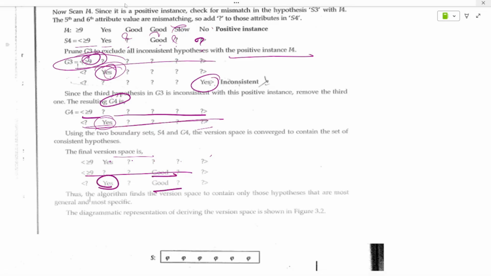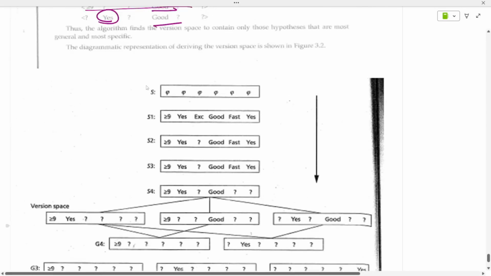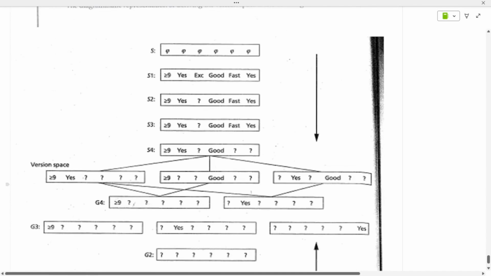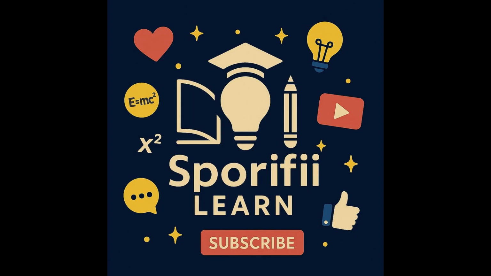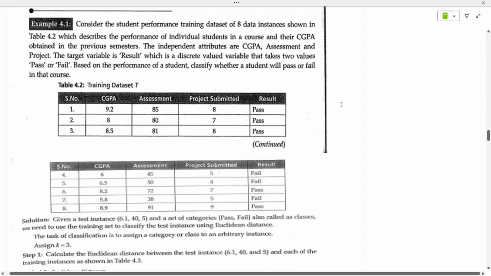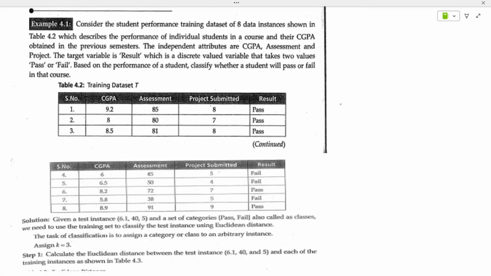That is about the candidate algorithm. You can do the tree also for this. This is all about module 2. Next we will be discussing module 3, where you have to check whether the test is pass or fail.